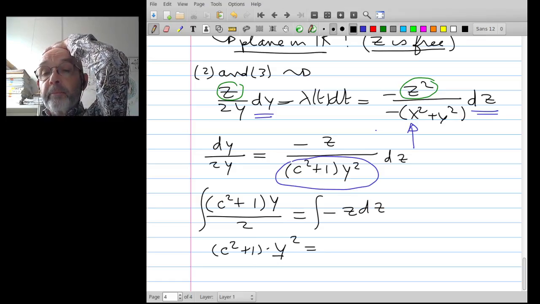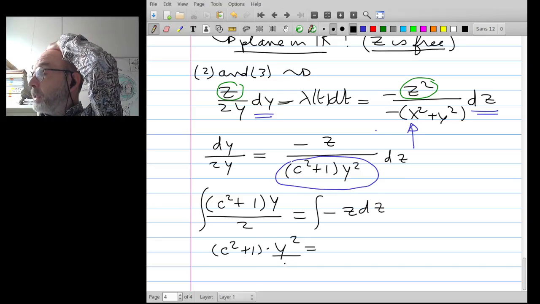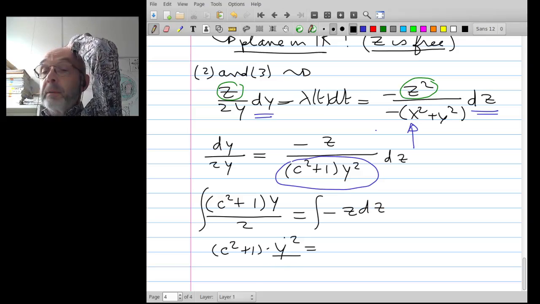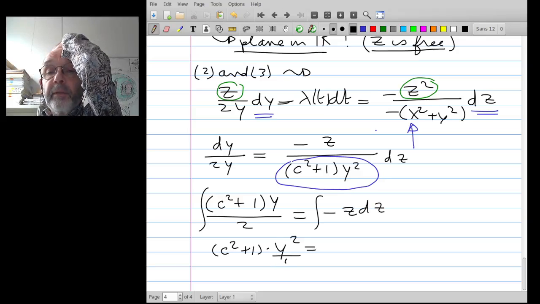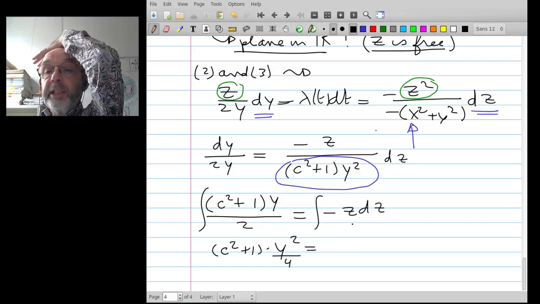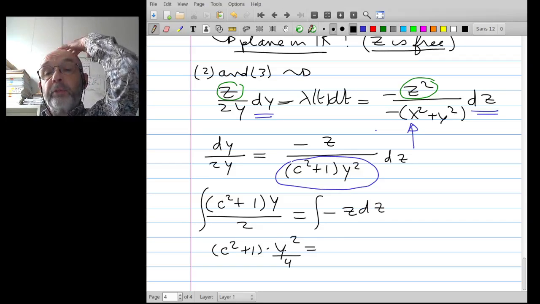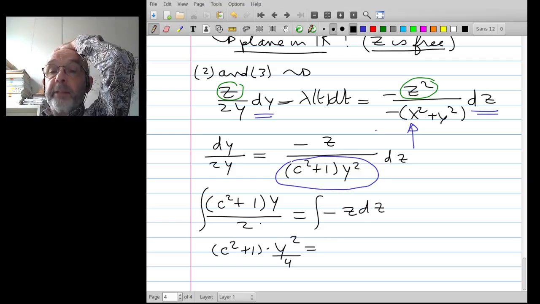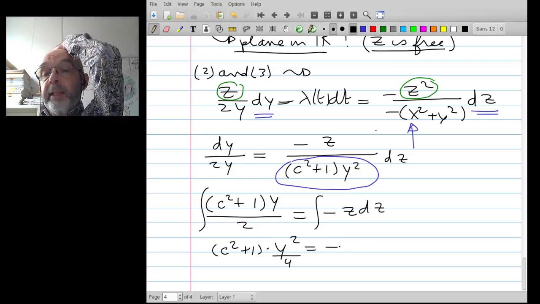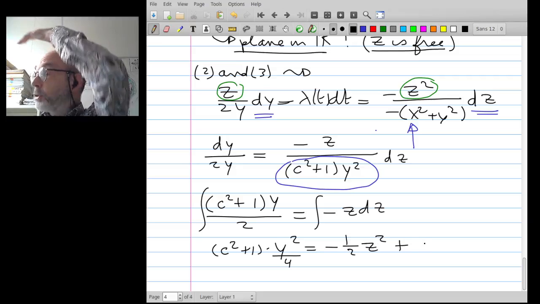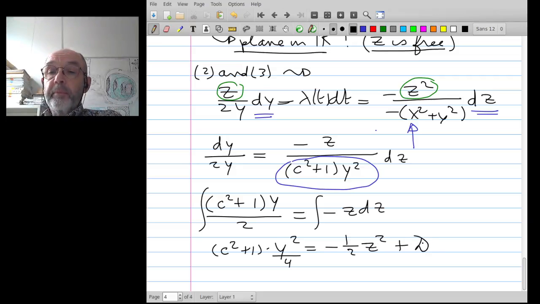So maybe I'm here a little bit too fast. Let's see. Yeah, we have to divide by 4. If we differentiate this with respect to y, you get 2y divided by 4. That is y divided by 2. Yeah, that is okay. And then here we have minus 1 over 2 z squared plus some constant. And that's okay.